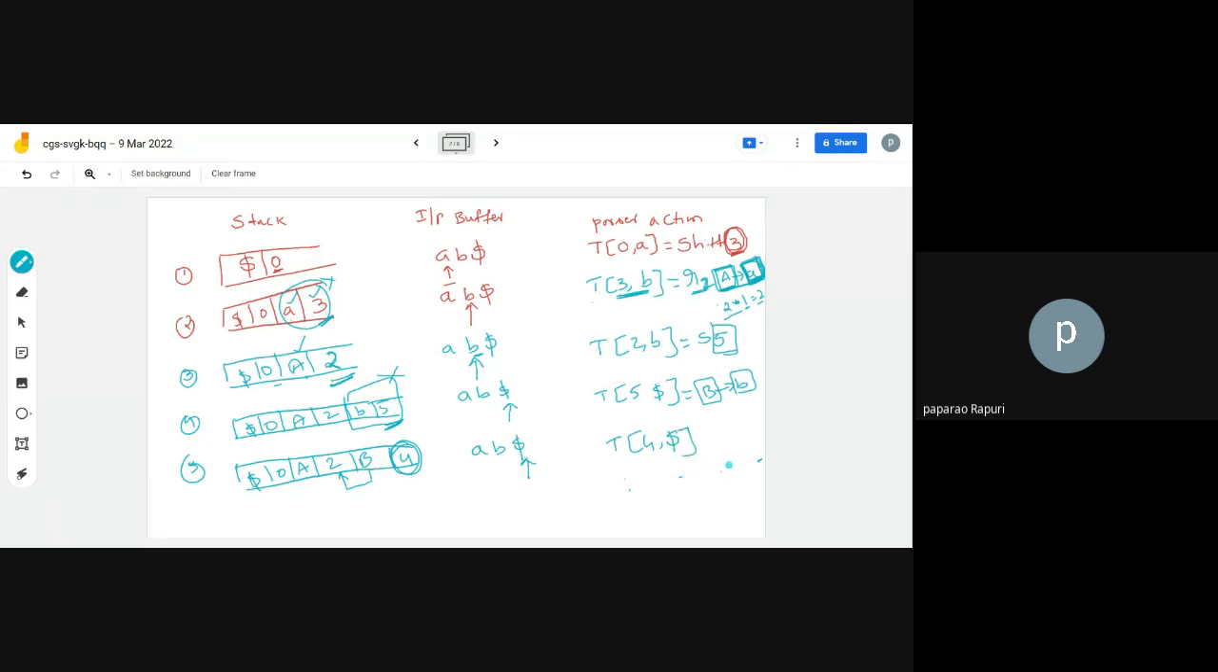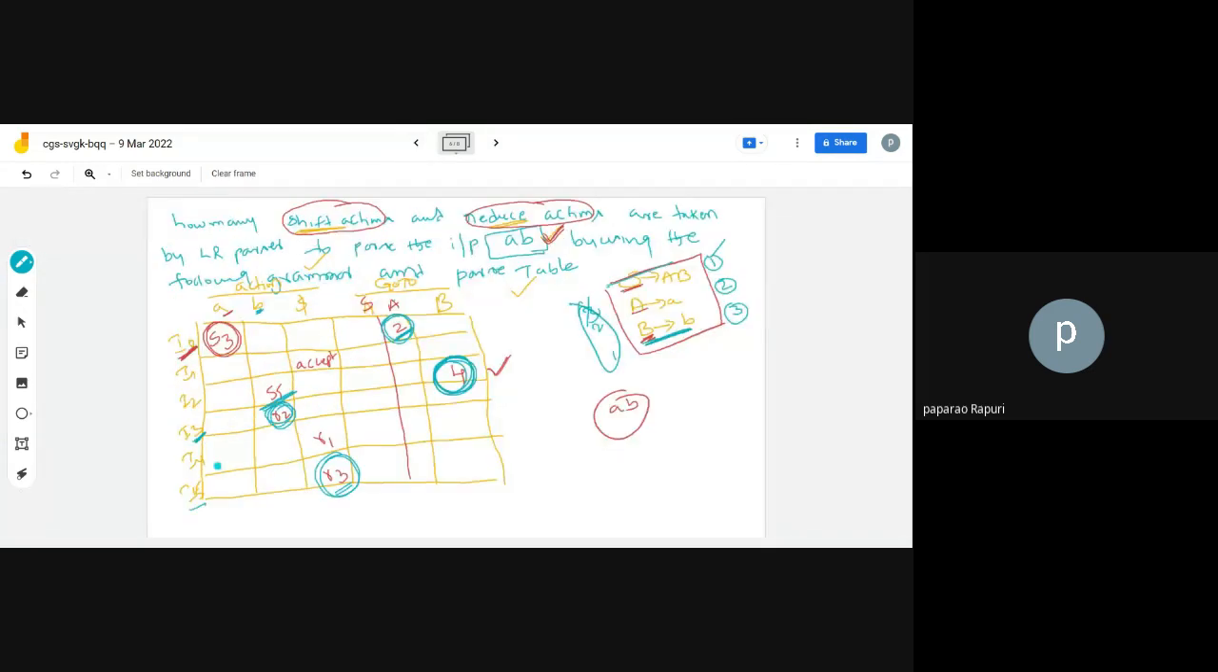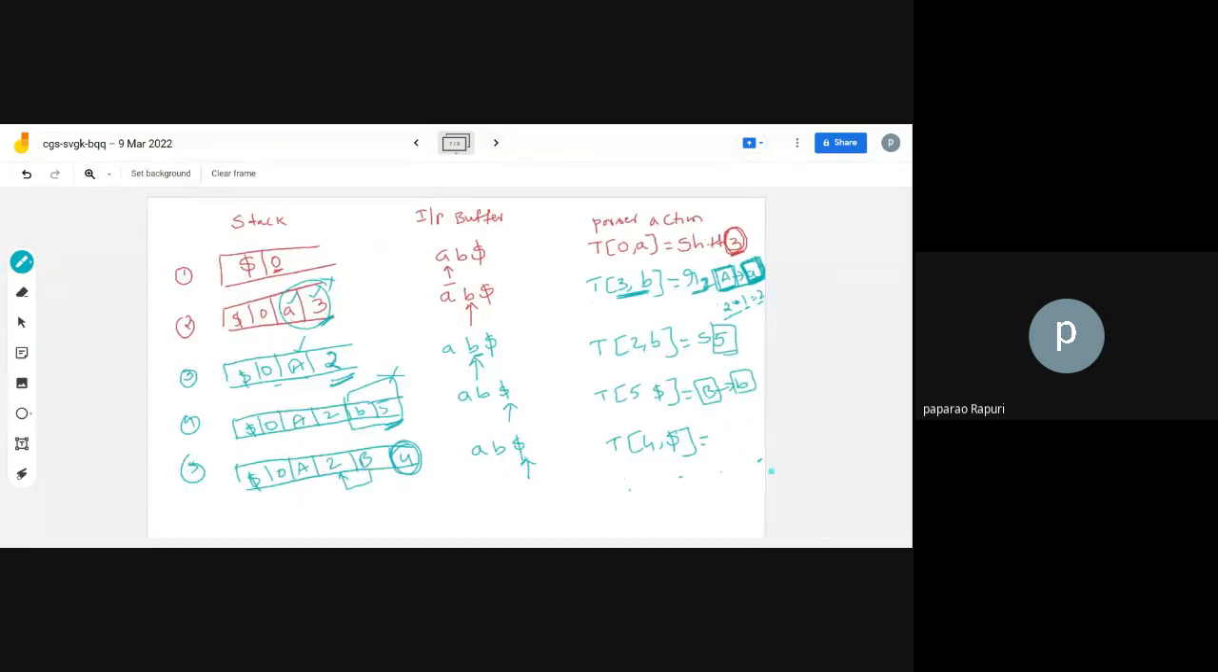So for that we need to move to 4 comma dollar. What is 4 comma dollar? Yeah, here it is. 4 comma dollar means reduce R1. What is R1? S derives AB. Please concentrate here, sir. S derives AB. How many symbols are there on the right hand side? There are 2 symbols. So we multiply 2 with 2, which is 4. This means we need to pop 4 symbols from the stack.